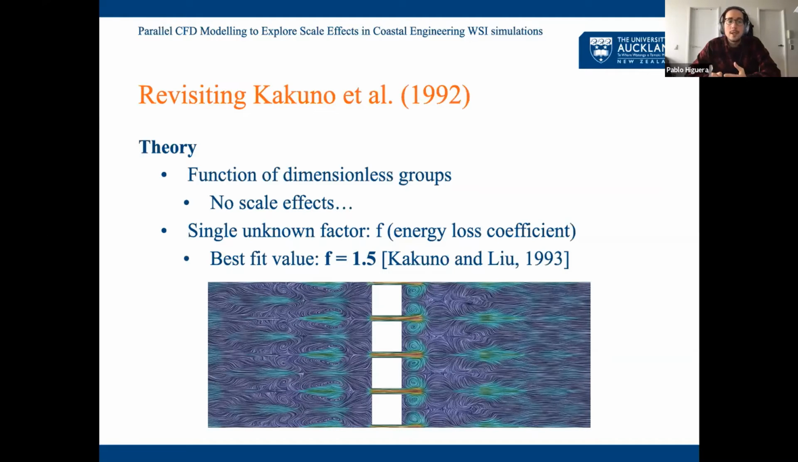There is only one catch there, and it's a single tuning factor, f, which corresponds to an energy loss coefficient. The best value was found 1 year later. It is 1.5. And this is the only term that might tell us whether we have scale effects or not. This term was calibrated for laboratory scale, and in the next slides, we're going to see whether it holds for all scales or not.